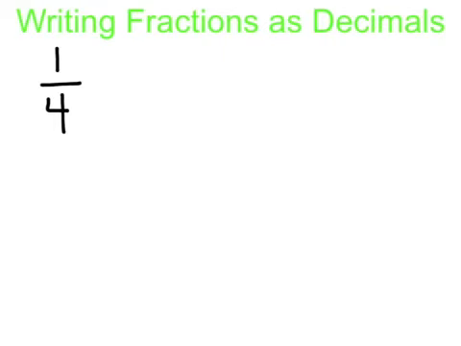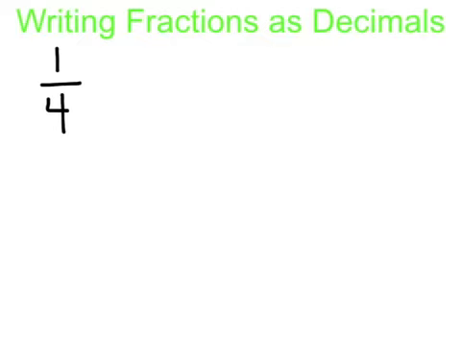Now we are going to talk about how to write fractions as decimals. Let's start simple with the fraction 1/4. The first thing we want to do is see if we can figure out how to change the denominator, or the 4, to a number that is equal to either 10 or 100. We know right off the top of our heads that 4 does not go into 10 evenly, so that's not going to be possible. But 4 does go into 100 evenly.